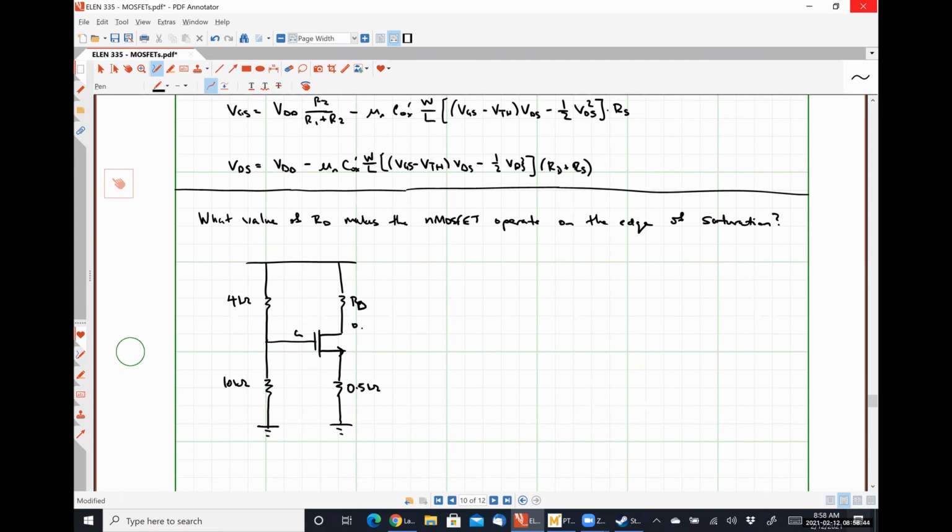Gate, drain, and source. And again, we're going to use VTH 0.4 volts and mu n Cox is 200 microamps per volt squared. And it doesn't really matter what lambda, our channel length modulation coefficient, is, because we're at the edge of saturation, which means there shouldn't be any channel length modulation by definition. VDS is going to be exactly equal to VGS minus VTH.